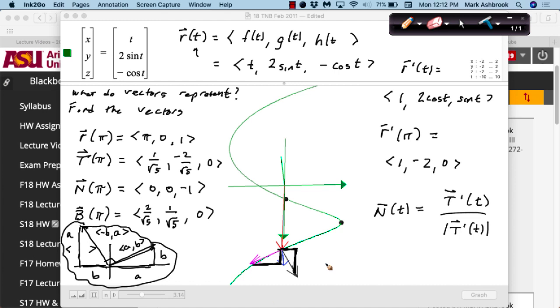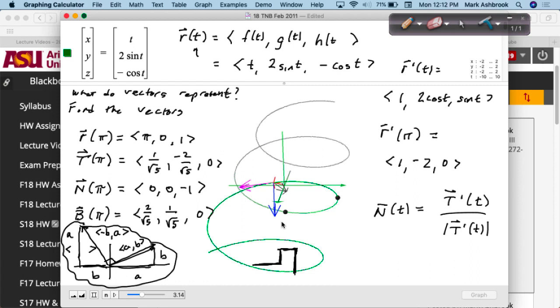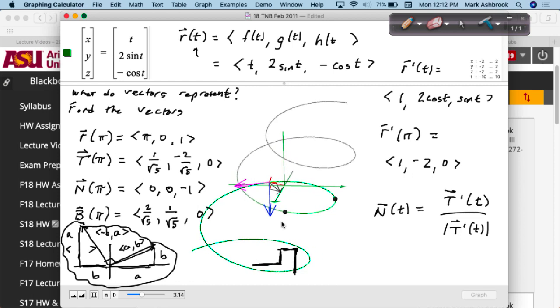Okay. And then to write the tangent plane, we'd use our point, pi, 0, 1, and which vector would we use to write it? The tangent plane would be a horizontal plane, right? You use the normal vector to write the equation of the tangent plane. If we want to write the normal plane, that would be something like this. Which vector? The tangent vector is the one orthogonal to the normal plane.